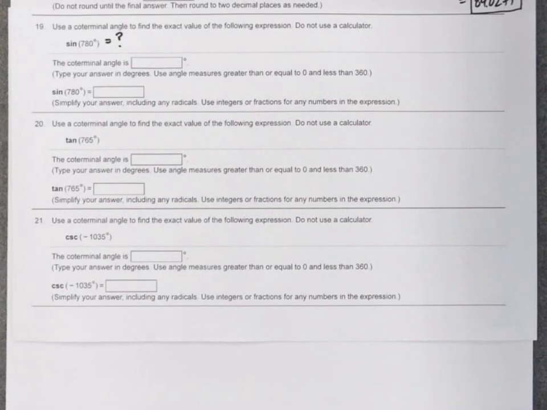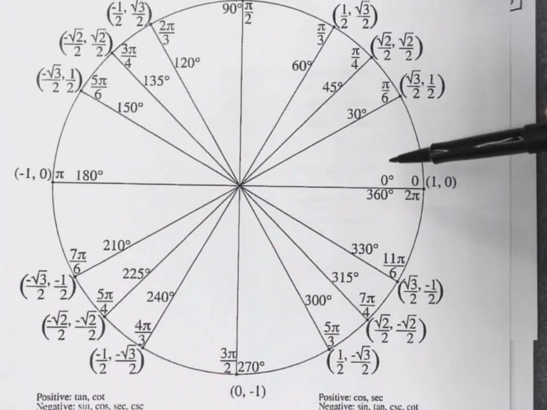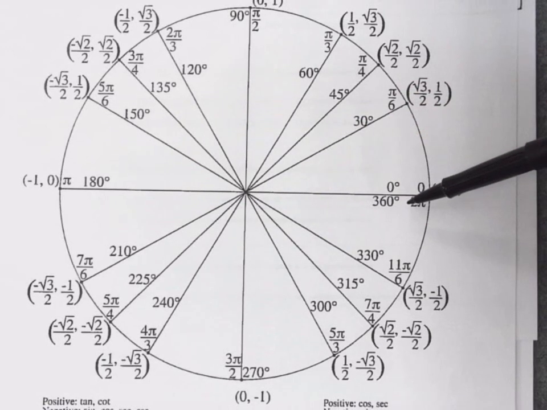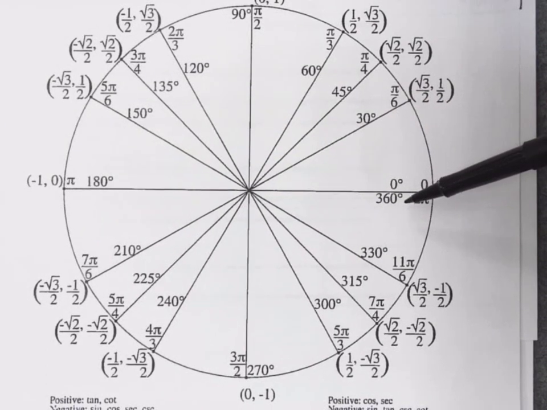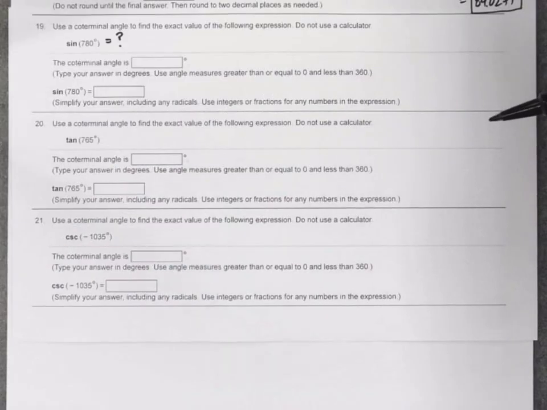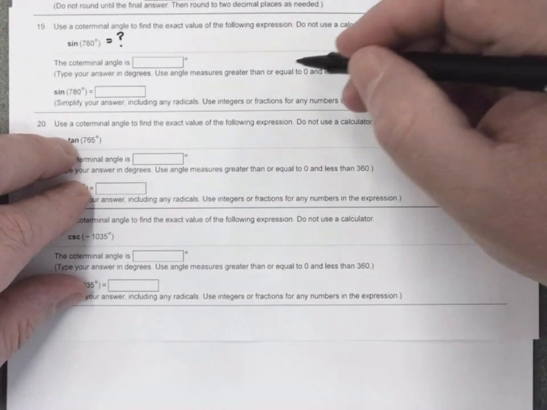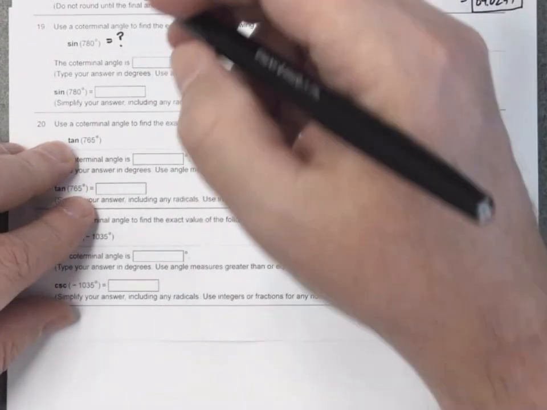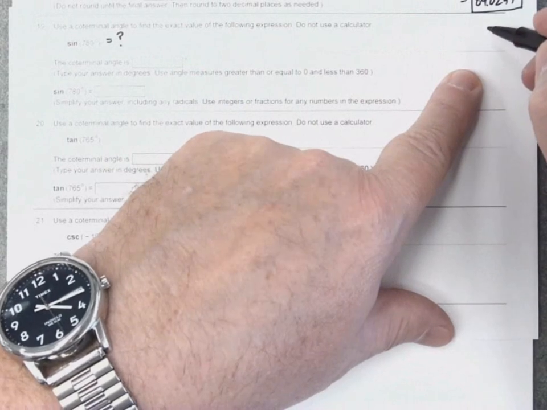But let me explain this. 780 degrees is not found on the unit circle. All the way around the unit circle goes to 360. So as of now, I cannot find a 780 degree angle on the unit circle. But of course, if you go all the way around, it's 360. And then if you keep going around, you need to keep going around the unit circle until you get to 780. So the first thing I'm going to do is find a coterminal angle.